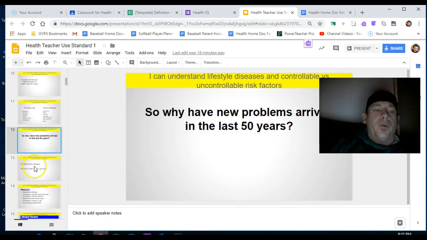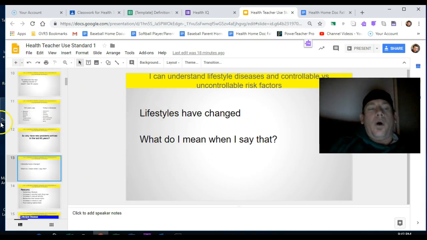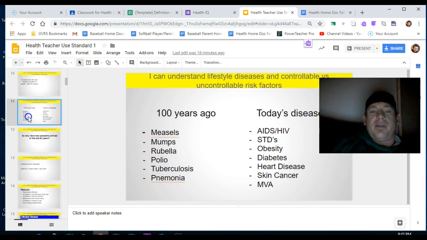So why have the new problems arrived? It's really one thing: lifestyles have changed. If you look back over here, we'll come back to the slide in a little bit, you'll really start to get an idea of things that are in our control and things that are not. And things over here on the left-hand side, they're not in our control. People were dying of that. It was because disease was spreading from hand-to-hand contact, bacteria in the air, all sorts of things.